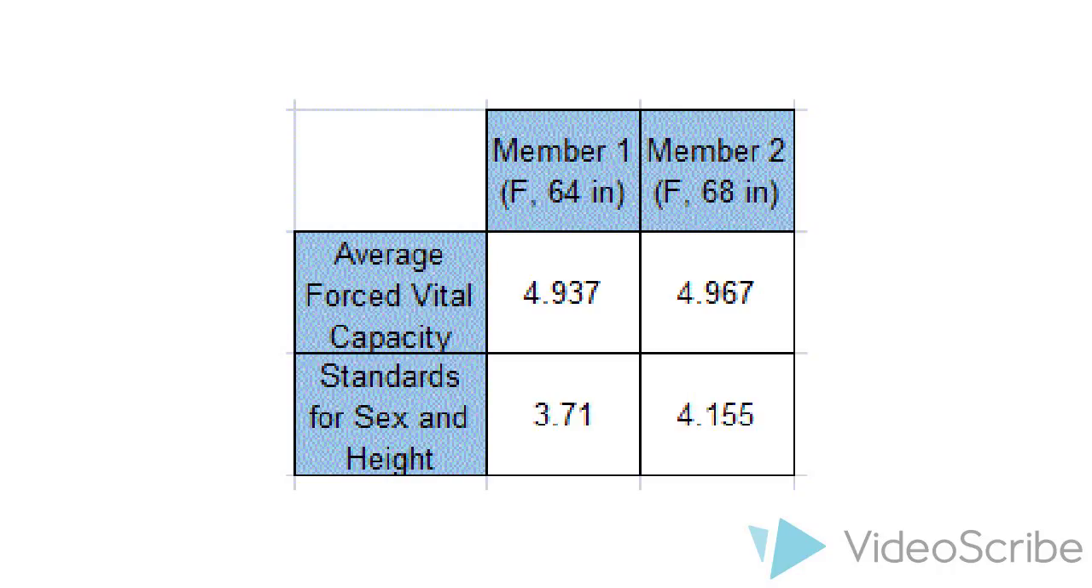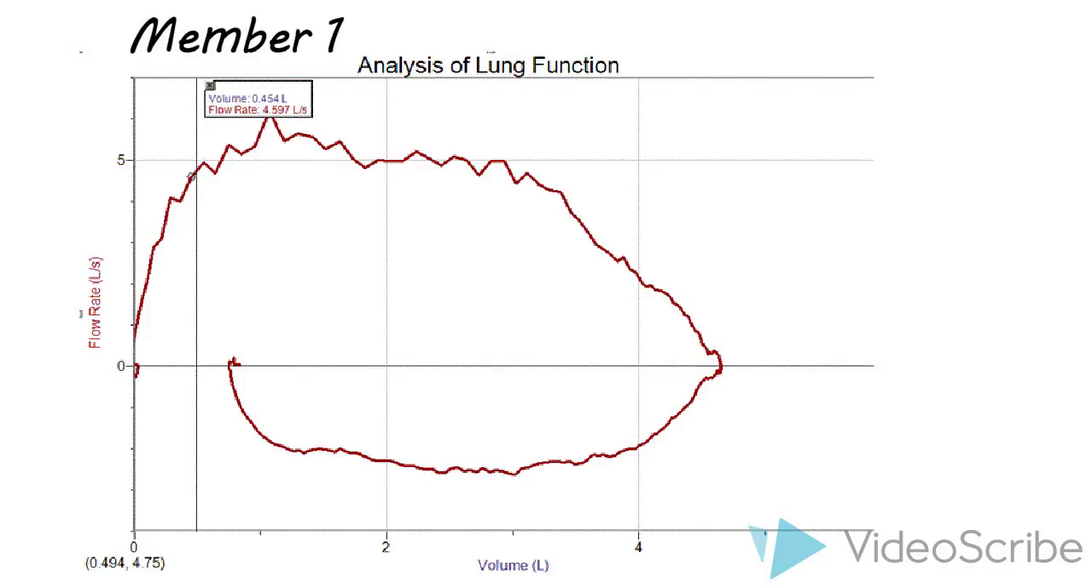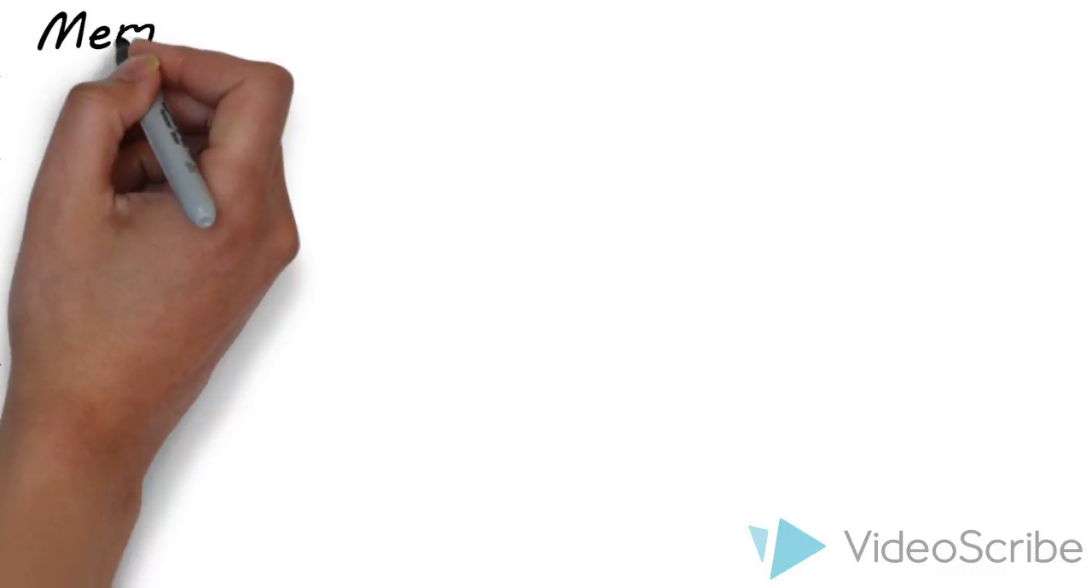In the vital capacity portion of the lab, member 1 is a female who is 64 inches tall. According to the standards for height and sex, the expected forced vital capacity would be 3.71 liters. The average forced vital capacity measured in the experiment for member 1 for 3 trials was 4.937 liters. This is above the standard for the specified age and sex of the individual, showing a higher forced vital capacity.